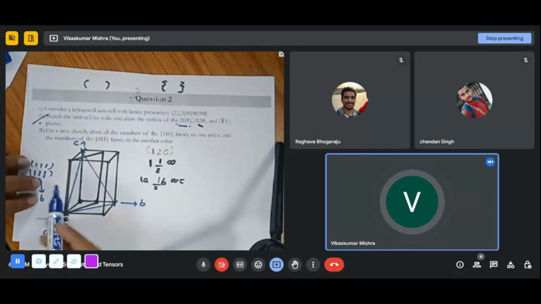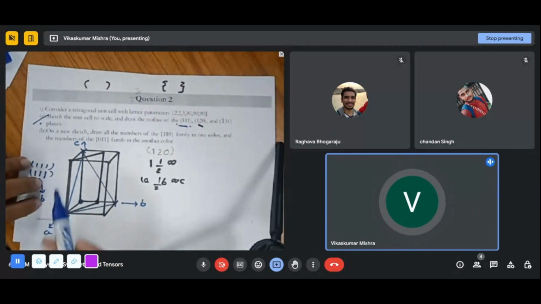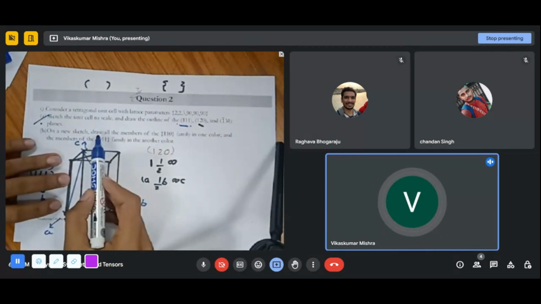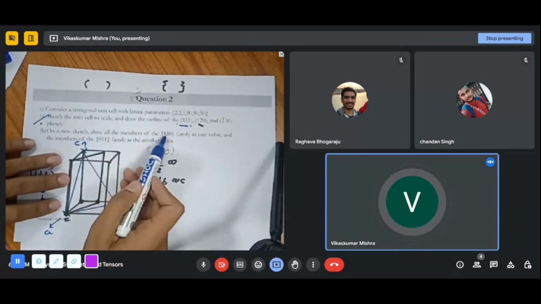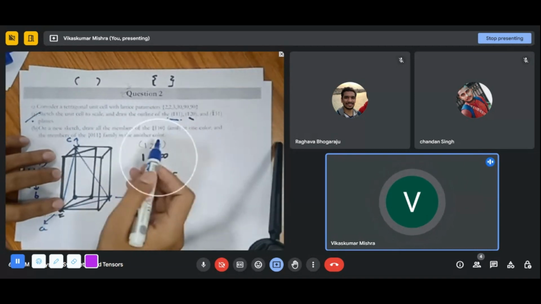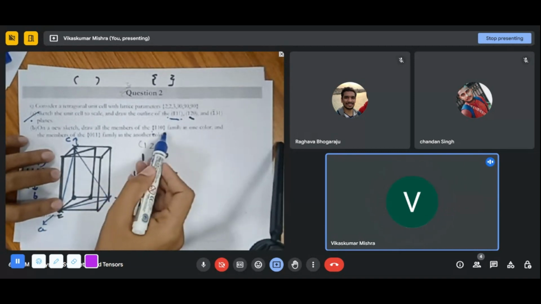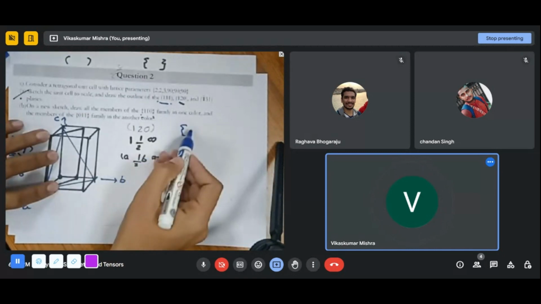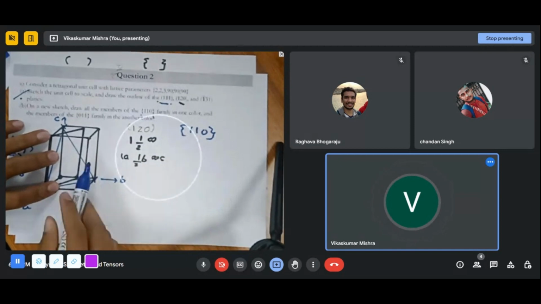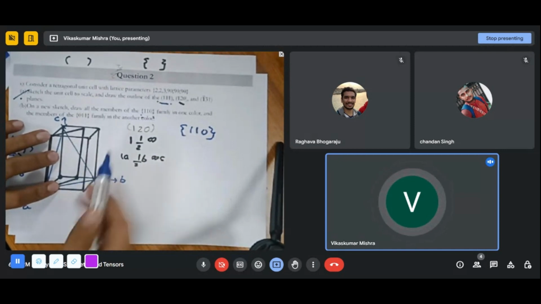Now what is the second part telling us? It's asking us to draw on a new sketch. Okay, we have to draw a new sketch now. We have to draw all the members of the 110 family. See, it is represented in the curly brackets. That is, it is written as {110}. So this is a family. We will represent this particular family.